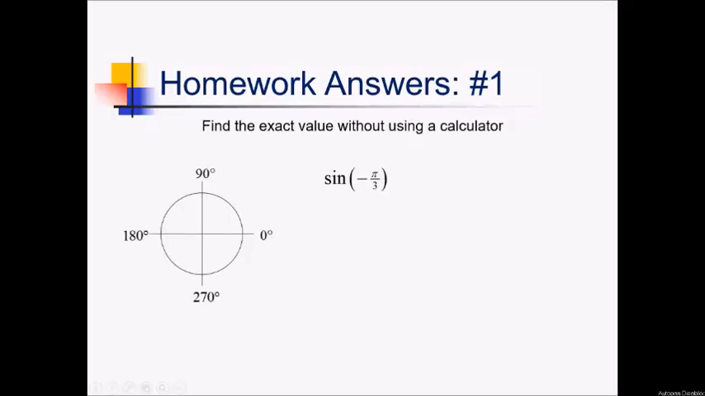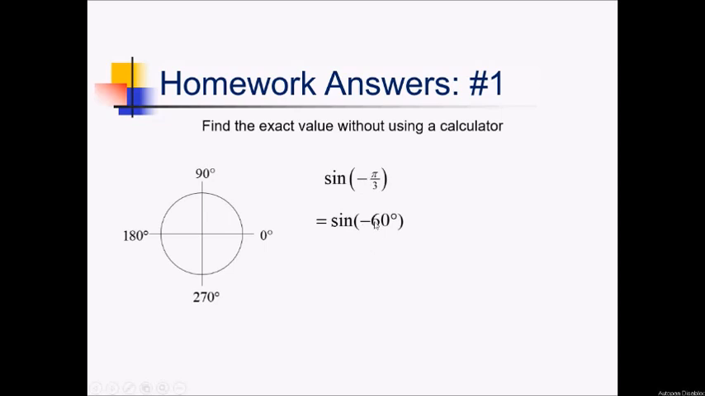For this problem, we're trying to figure out the sine of negative pi over 3. Let's start by converting this into degrees. I just think a little bit easier in degrees. So if we divide, 180 divided by 3 is 60, so this is negative 60 degrees.